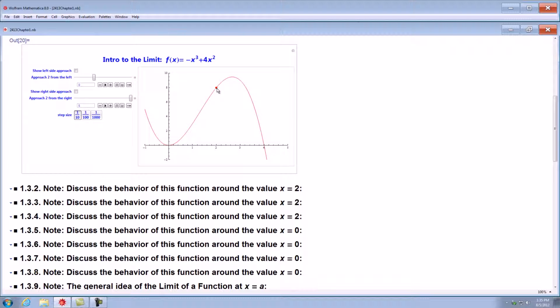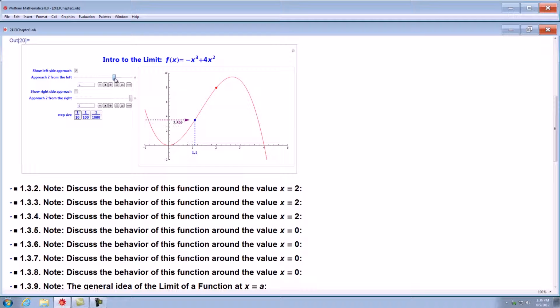And at 2, it looks like we have a value of the function around 8. And so what we want to do is not look at what's happening at 2, but what's happening around 2, like in this area. So I'm going to show a left side approach. So I'm going to approach the x value of 2 from the left side, and if you move this over, you can see that I have the corresponding y value, or value of the function, right here. So when you plug in 1, you get 3.